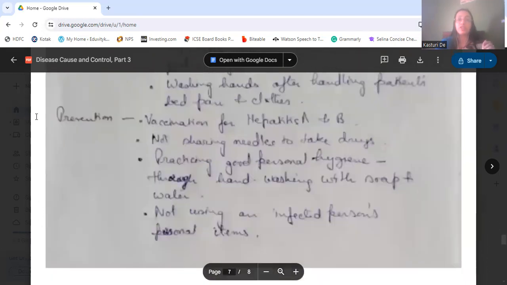Then prevention is vaccination for hepatitis A and B. The needles and syringes used for injections should not be shared. Then practice good hygiene, washing hands with soap and water thoroughly. Then infected persons' personal items should not be used. So this much for today.